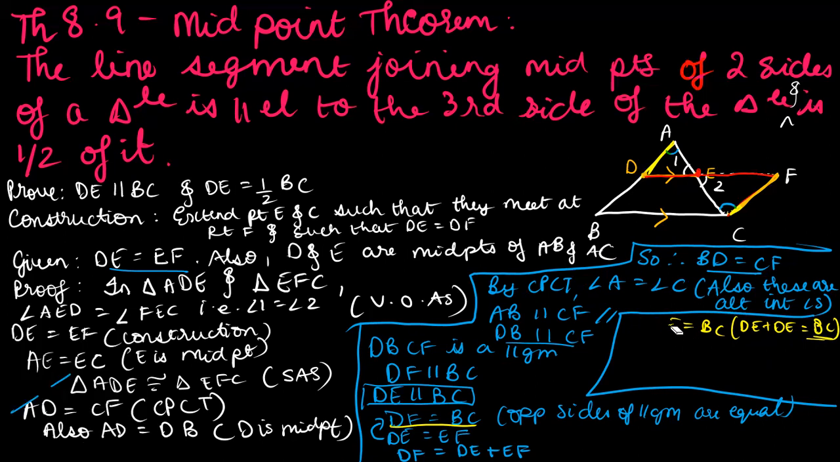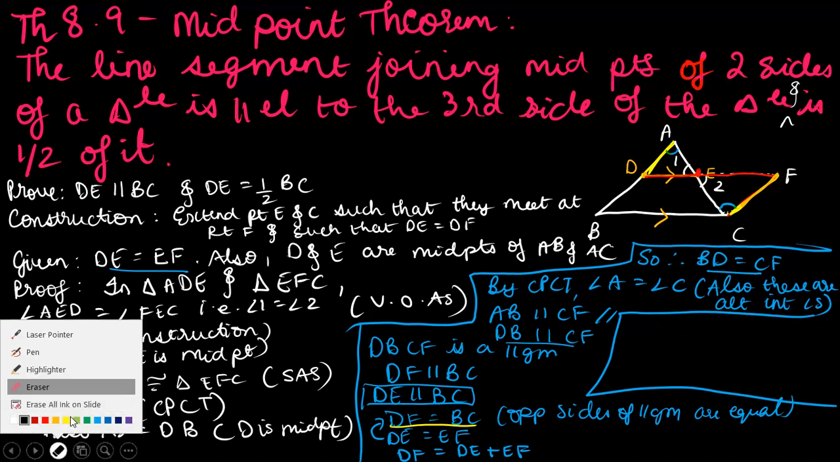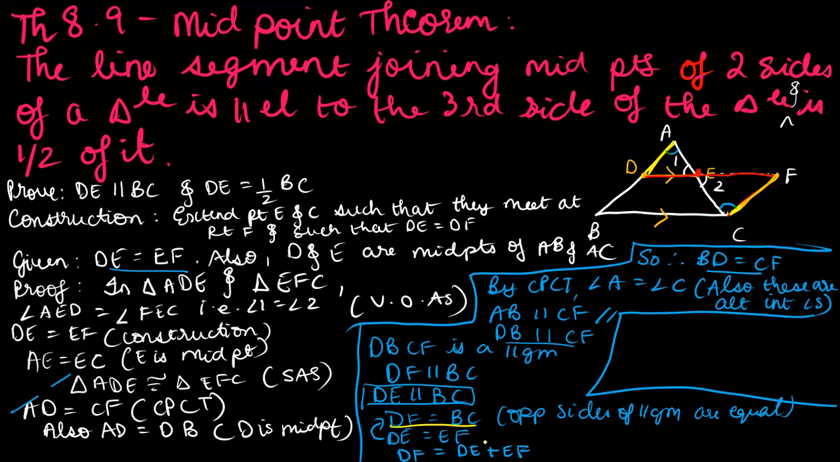Wait. Let me write it step by step, or else you'll be confused surely. I think this step is a bit confusing. Let me write it for you properly. Wait. So I said that DF is equal to DE plus EF. So instead of DF, I'm writing BC here. Why? BC is equal to DE plus EF. Why am I writing BC here? Because DF is equal to BC.